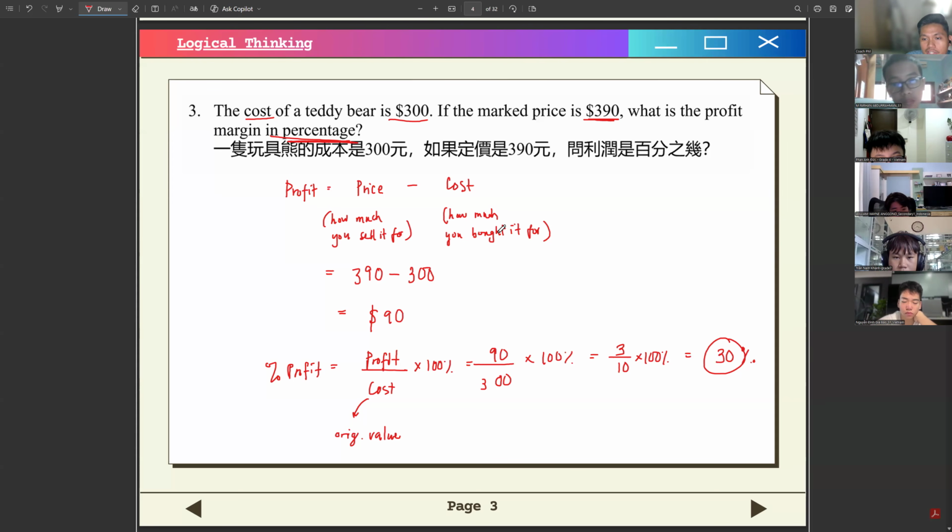So by the way, you can just take a screenshot. Whenever we finish solving a problem, you can just take a screenshot so that you can review later on.